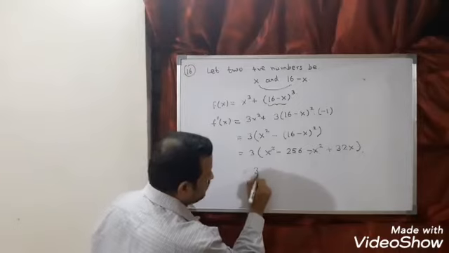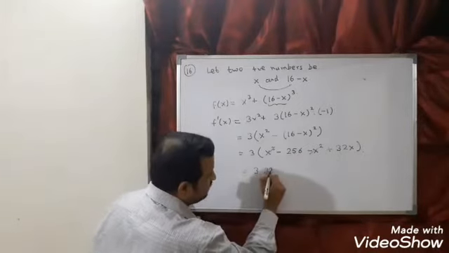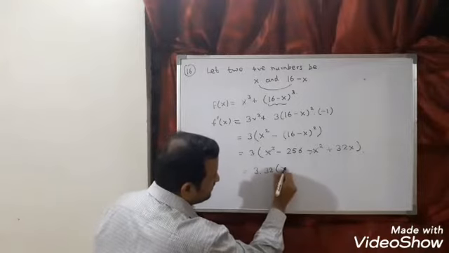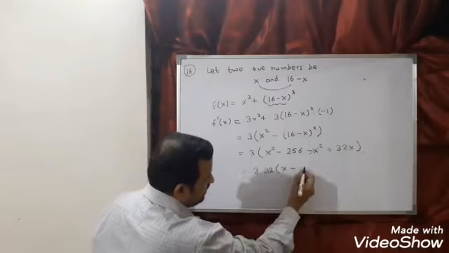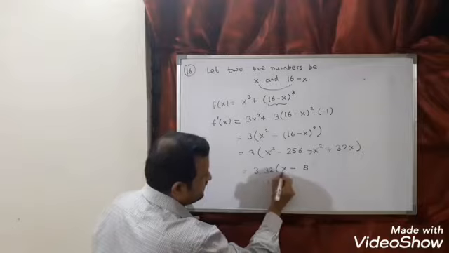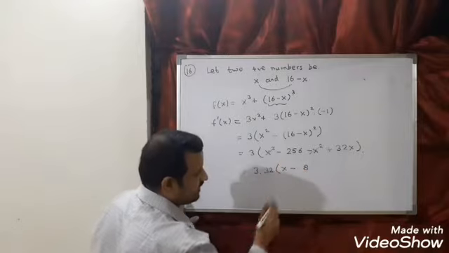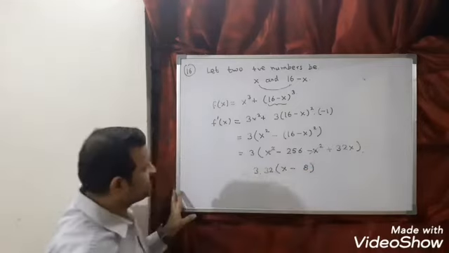So 3 into, what I am doing, I am taking 32 also common. Take 32 outside, what you will get? x minus, 32 means how much? I think 8, since 8 into 32 is 256. So x minus 8.